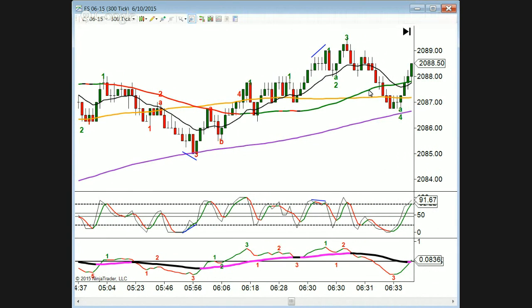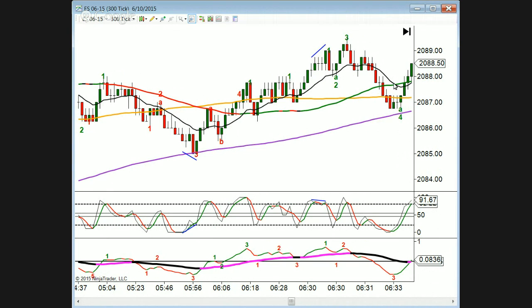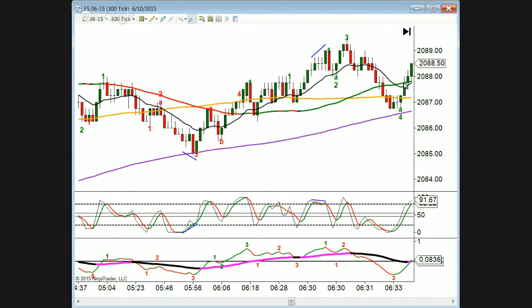So the 50 MA continues angling up. Again, I've got it color-coded just to make it real clear visually. It's green. And yet, price comes below the 50 MA. So here is the structure: price bars being below an upward angling 50 MA. And now that is a signal for a long trade.